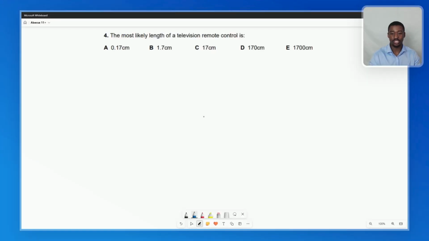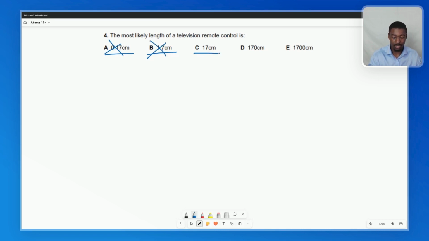Now for this question, we simply have to try and be realistic, working out the most likely length of a television remote control. So here, it's not going to be 0.17. That's far too tiny. And same thing with 1.7 centimeters. Very, very small. If you think about a ruler and you think about 10 centimeters or a 30 centimeter ruler, think about how small only 1.7 of those centimeters would be. It can't be B or A.